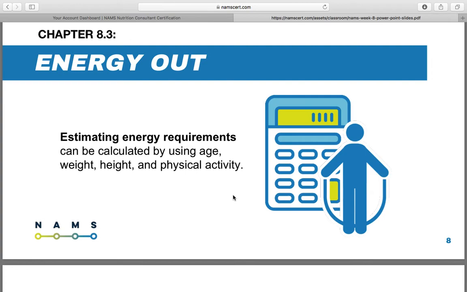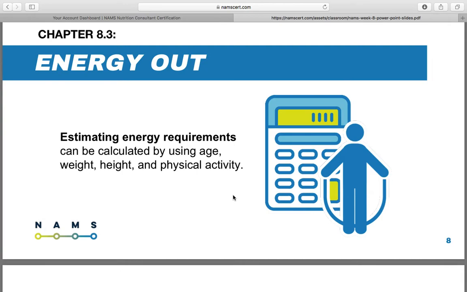Estimating energy requirements can be calculated by using age, weight, height, and physical activity. And that's exactly what I do, when I do a client intake form, I get a lot of information from them to help me estimate how much energy requirements they might need, which helps me give them their total amount of calories, which then I break down into their macronutrients.